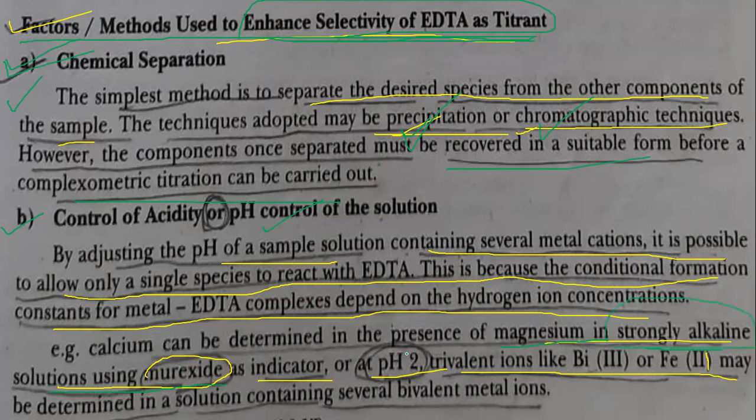Here it should be 12. So at pH 12. Similarly, trivalent ions like Bi3+ and Fe3+ may be determined in a solution containing several bivalent metal ions. How is it possible? You just control the pH, which is available in the literature: at which pH we can find the calcium concentration, at which pH the magnesium concentration, or which pH to use to find the trivalent metal ion. That is there in the literature, and we have to maintain that particular pH with the help of a buffer solution.